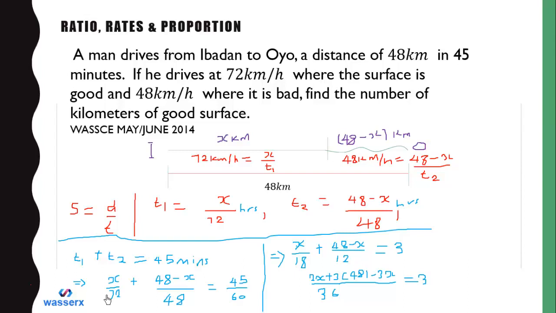So now let's group like terms and simplify further. So we know that 2x minus 3x will give us negative x is equal to 108 minus 3 times 48. And when you simplify this, you're supposed to get x is equal to 36 kilometers. So the good surface is 36 kilometers.